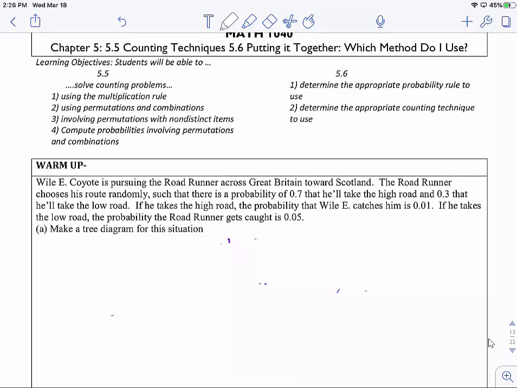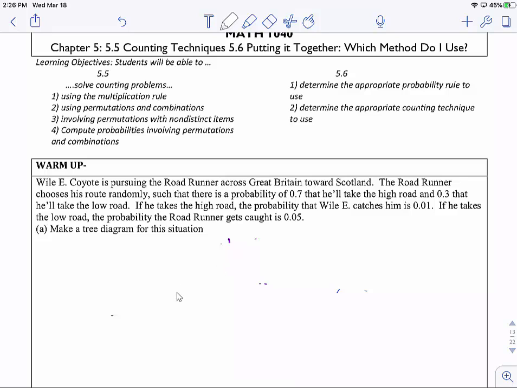Okay, here's the last part of the notes for Unit 5. Our goal will be to use the multiplication rule in conjunction with what we know about permutations and combinations to solve counting problems and also build probabilities with that. And then 5.6 right here just brings it all together.